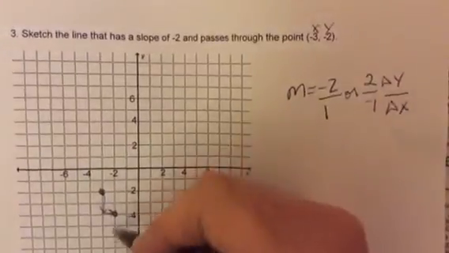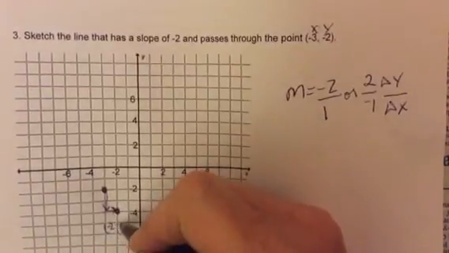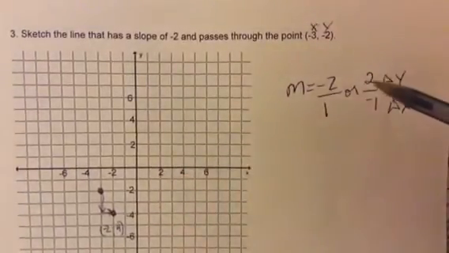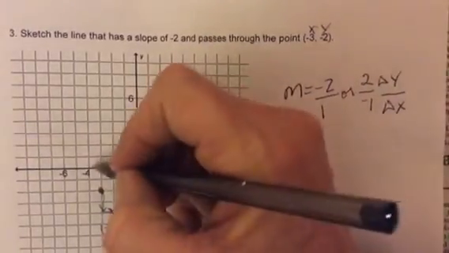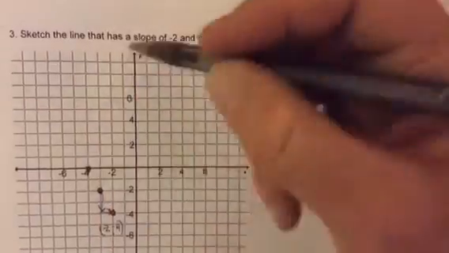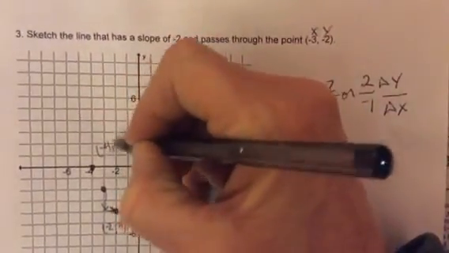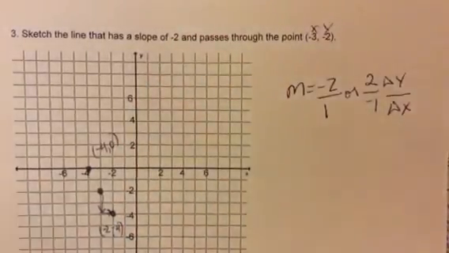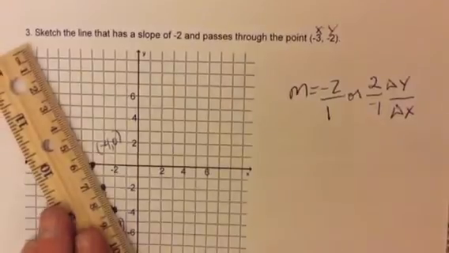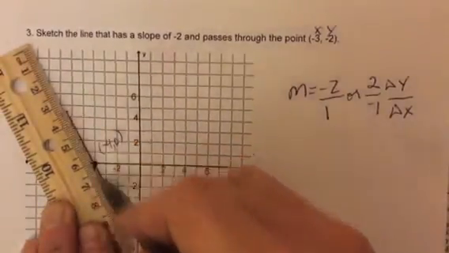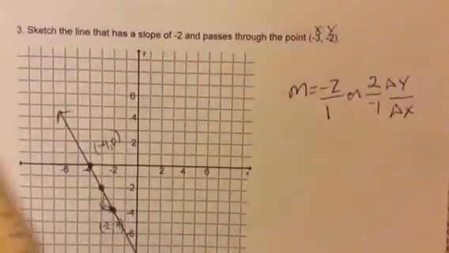That point is going to be (-2, -4). Now we're going to go up 2, 1, 2, and left 1. And so we're at the point (-4, 0). Now we're going to draw the line. It's a negative slope, and it is going down from left to right. So that is one of those nice negative slopes.